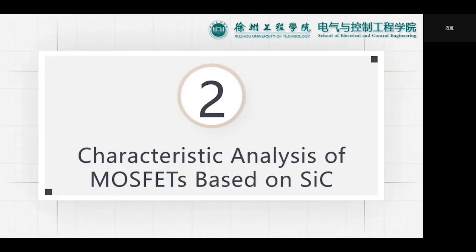Based on the advantages of silicon carbide materials, silicon carbide semiconductor devices have the benefits of low on-resistance, high breakdown voltage, and high limit operating temperature. By comparing the output characteristics and switching characteristics of silicon devices and silicon carbide devices, the advantages of silicon carbide devices are analyzed and compared.